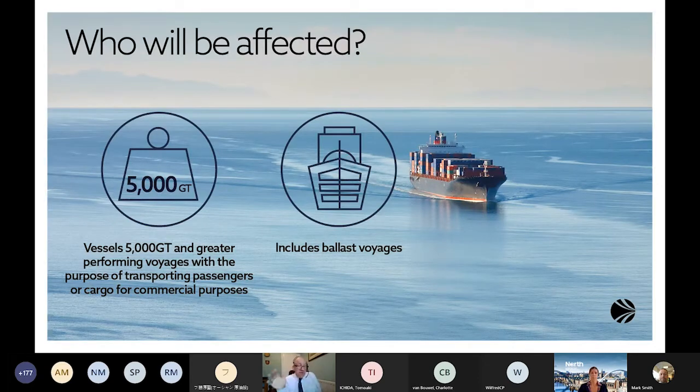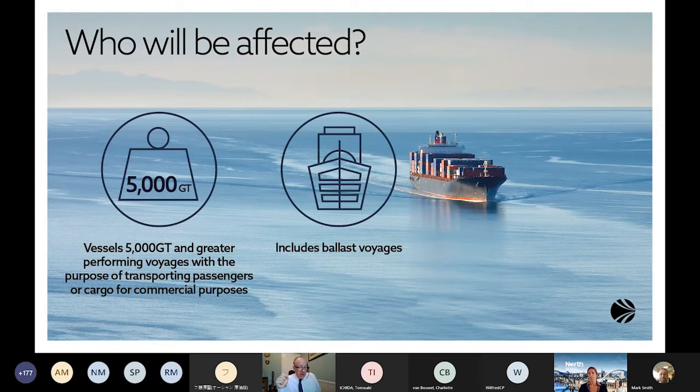The EU ETS is going to be aligned with the existing EU MRV regulation. And that's the regulation that requires shipping companies to monitor, report, and have verified their voyage data, where vessels in their fleet have traded to, from, or within EU or EEA countries.